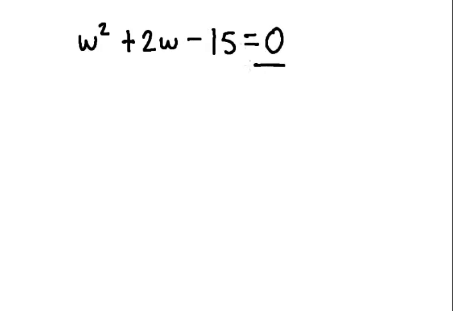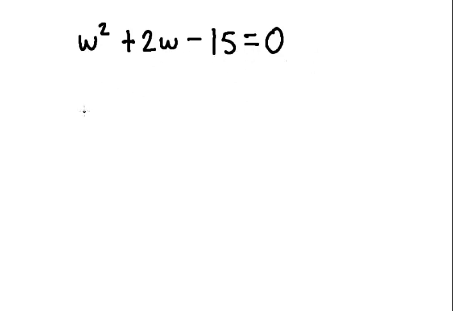Let's do another example. Let's say we have an equation like this one. W squared plus 2W minus 15 equal 0. In this case, I already have the equal 0, so I don't need to move anything. And I have the 3 terms that I need in order to work with the quadratic formula.